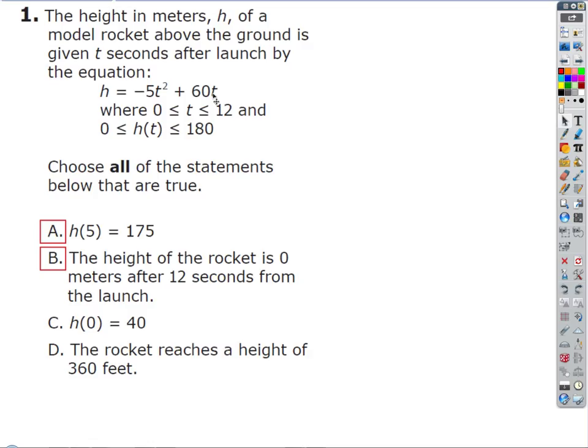And what about the last one? The last one looks like you got to do a lot of work. The rocket reaches a height of 360 feet. So it almost kind of looks like you got to plot this parabola and see where the maximum is, but you don't. You can see that it's false right away. How come? It's greater than 180. The range is between 0 and 180. So the biggest possible value of h is 180, so that's false, right? Okay.